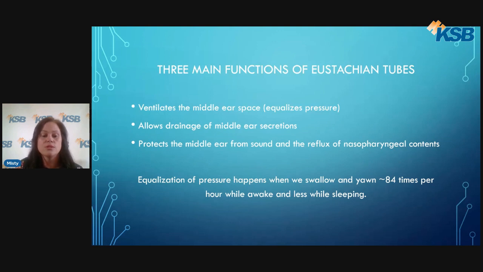Automatically and normally, without doing anything at all, our body equalizes the pressure inside the middle ear space every time we swallow or yawn. This usually happens about 84 times per hour while awake, and less while sleeping.